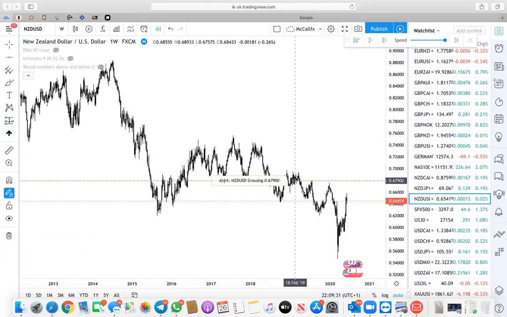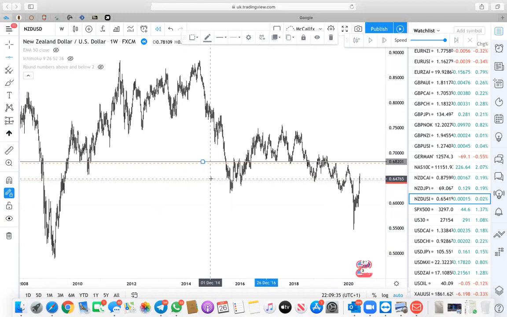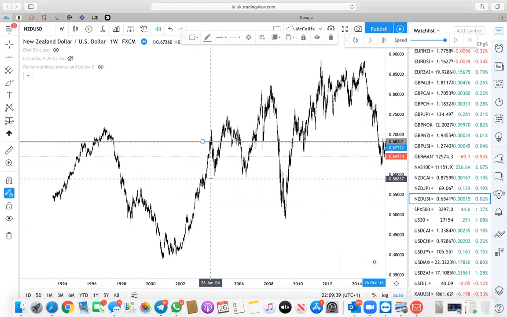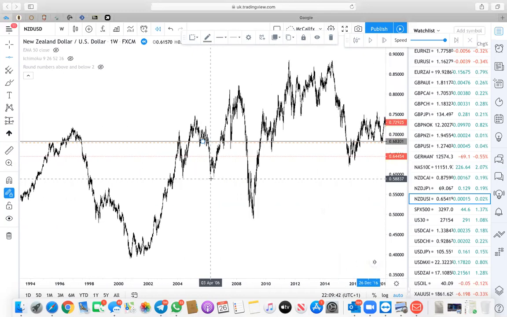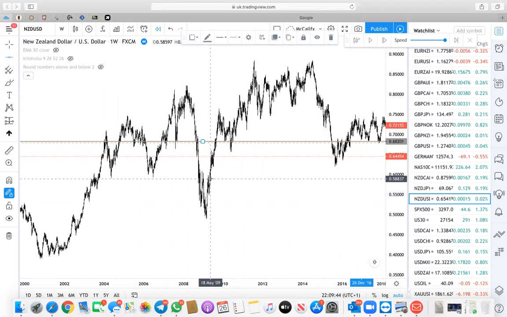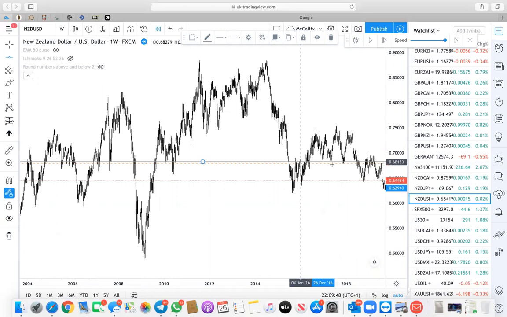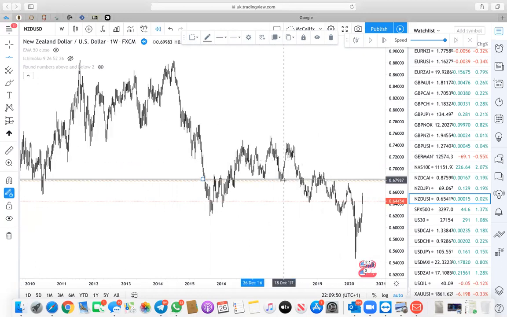So what I'm going to do is, I'm going to put a straight line here, just like this. And then after I have the straight line, I'm just going to move back and see what actually happened on this price. I'm seeing a rejection, a nice rejection.